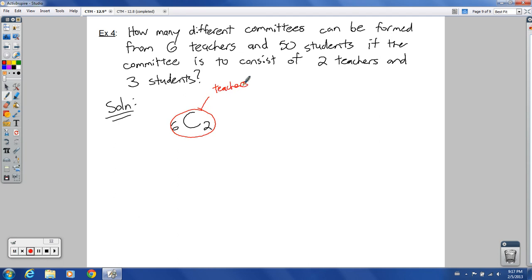So this is teachers, and then how about for students? What are you going to have for students? That would be 50 students, and you're choosing 3 from that group of 50. So this is the students part. And what do we do? What do we know we can do with probability? With the counting principle, we can multiply these things together.